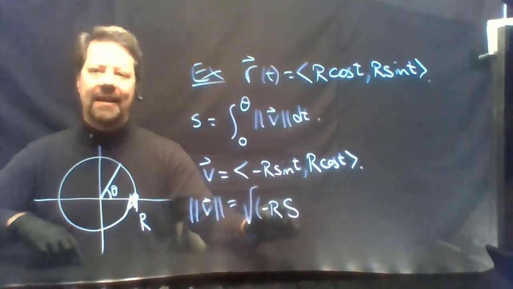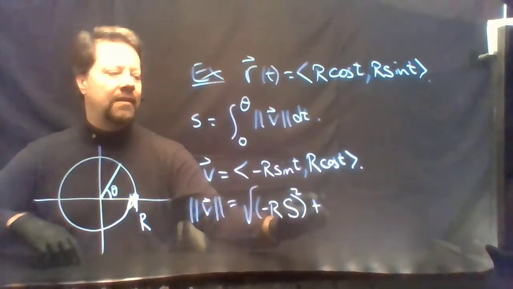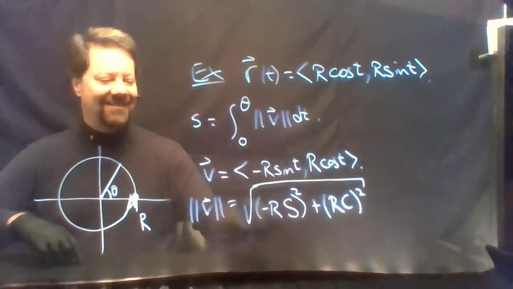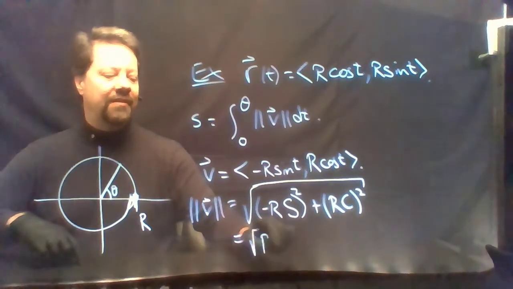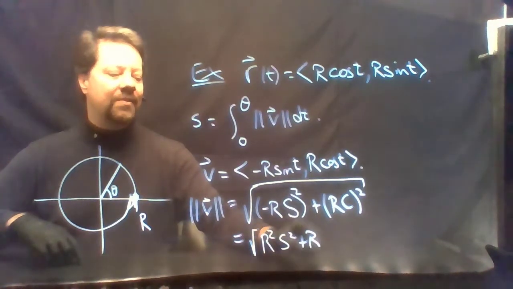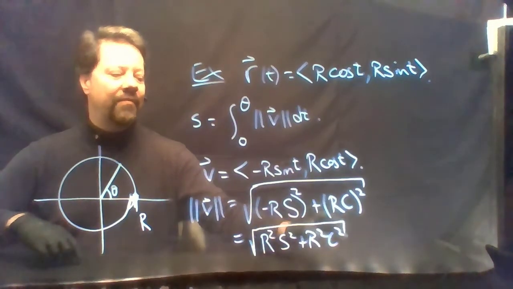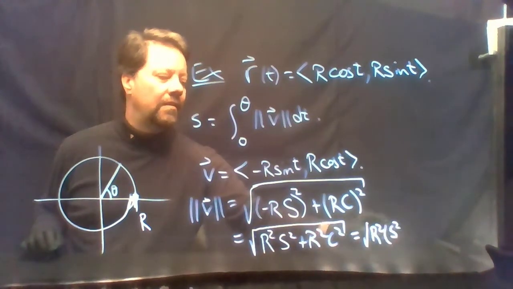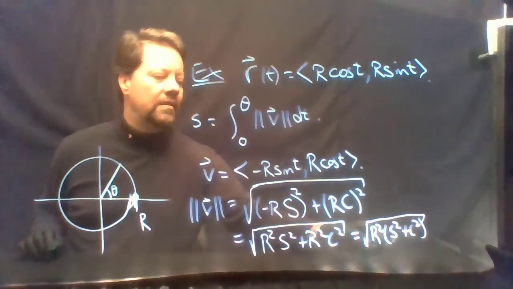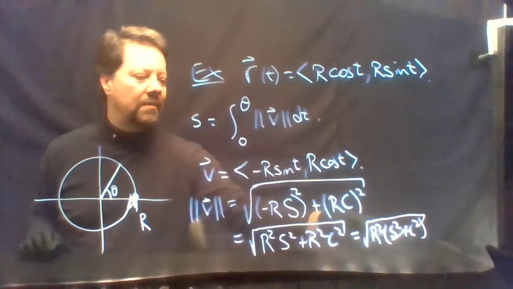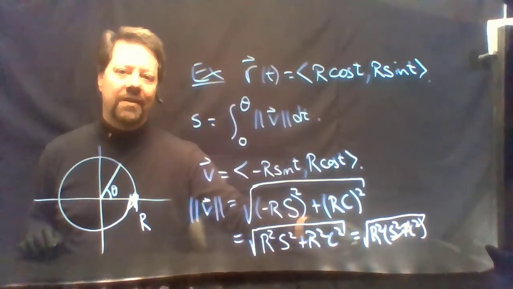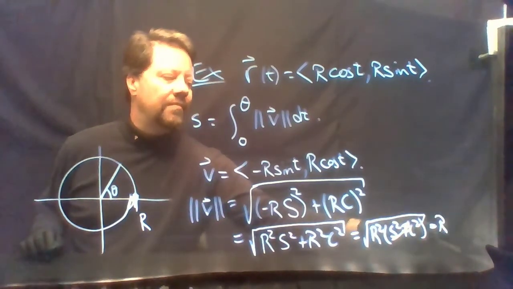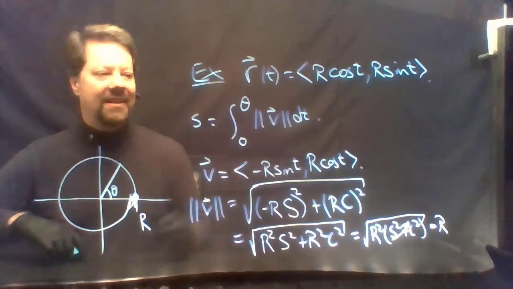Can I use an s for sine and a c for cosine? You can see we'll get the square root of r squared sine squared plus r squared cosine squared. The r squared can be factored out. Sine squared plus cosine squared is equal to 1. The square root of r squared is r. We're assuming the radius is a positive number. So the speed is equal to r.